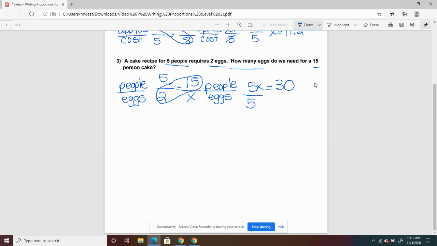Isolate that variable by dividing by 5. And then X equals 6. Any questions, ask.